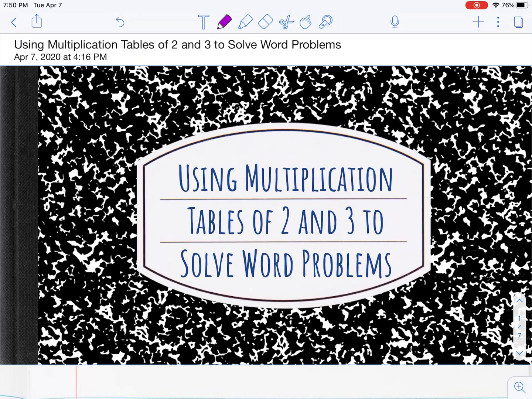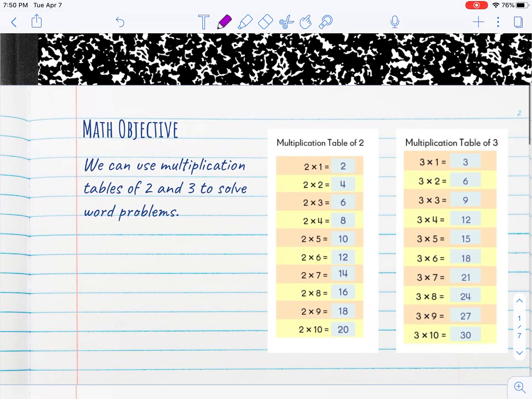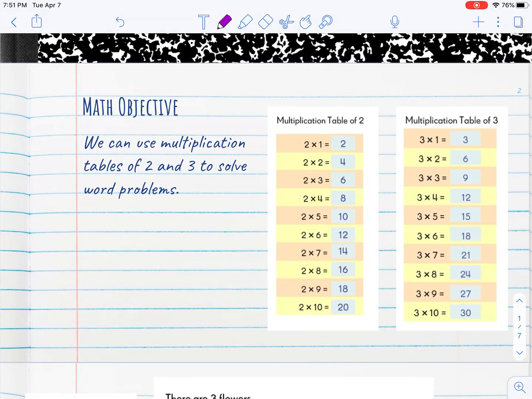Hi students, today we are going to learn about using multiplication tables of 2 and 3 to solve word problems. You can repeat the objective today after me. We can use multiplication tables of 2 and 3 to solve word problems.